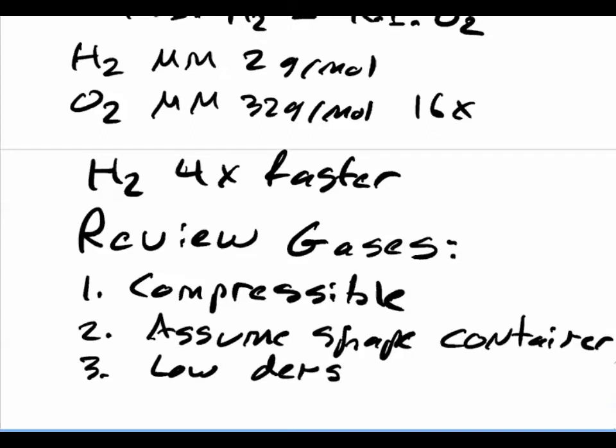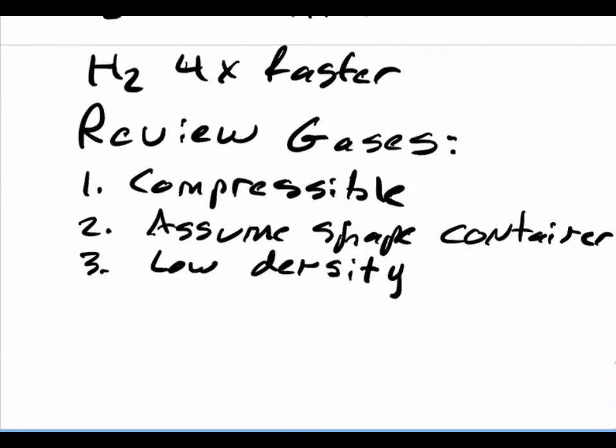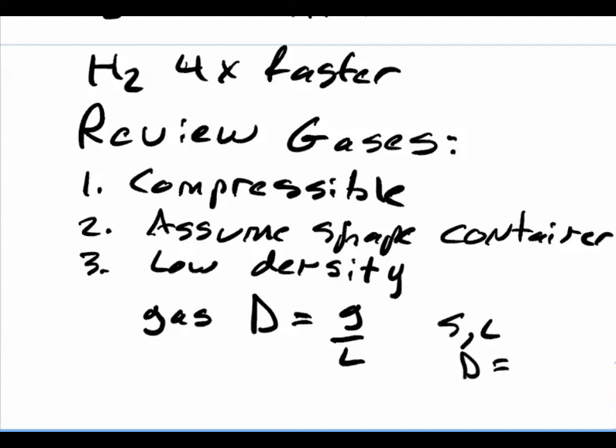So again, if there's 10 to 100 diameters between the particles, there's a lot of empty space. And by definition, they're going to have very low density. The mass to volume ratio goes way down. In fact, it's so much lower that for gases, the density is reported as grams per liter, which is different. Remember, for solid or liquid, the density was reported as grams per milliliter.